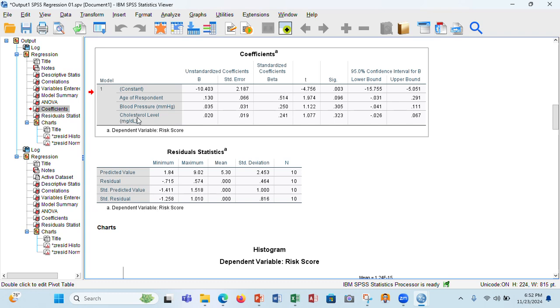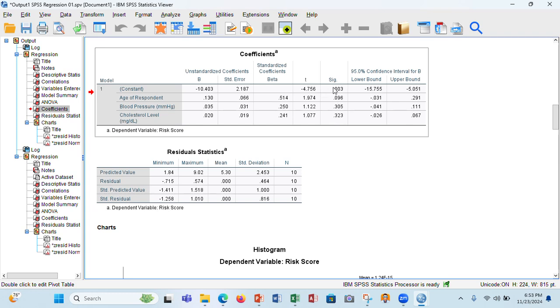Then we also say that the cholesterol level is also above 0.05. So it's greater than the alpha value of 0.05. Because it is greater, we also say that cholesterol levels do not significantly contribute to risk scores. That is now for each independent variable.